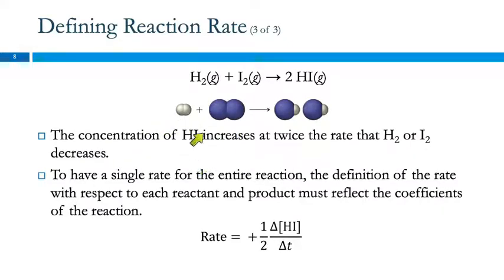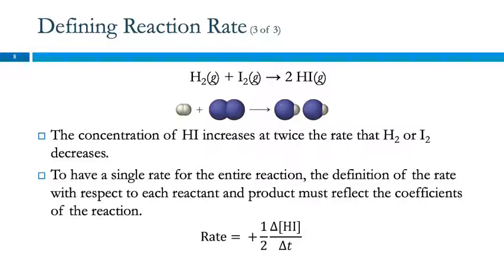I kind of already said this, but that's okay. So we've got the H2 and the I2 reacting. So when I lose 1 molecule of I2, I gain 2 molecules of HI. So the HI is being formed twice as fast as the I2 or the H2 is decreasing. And because we need to have one single rate, we have to account for those coefficients.